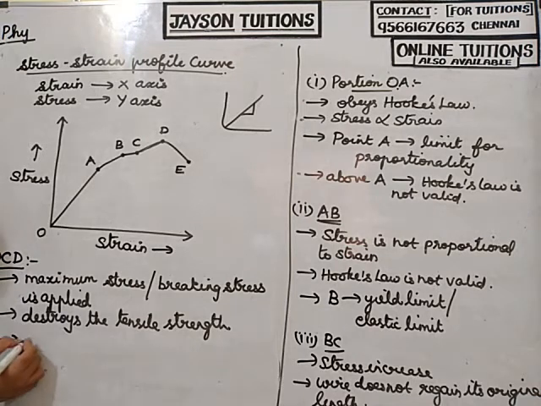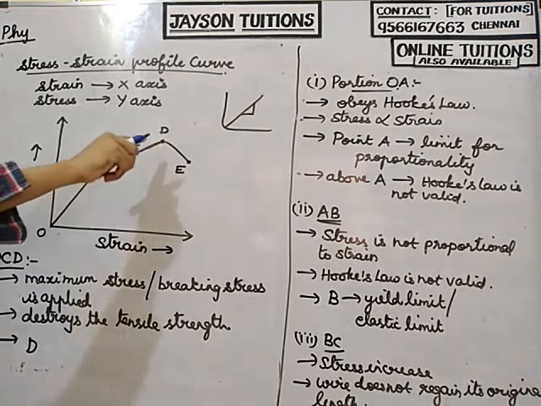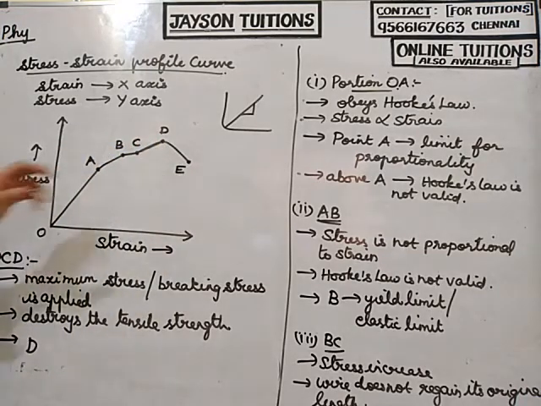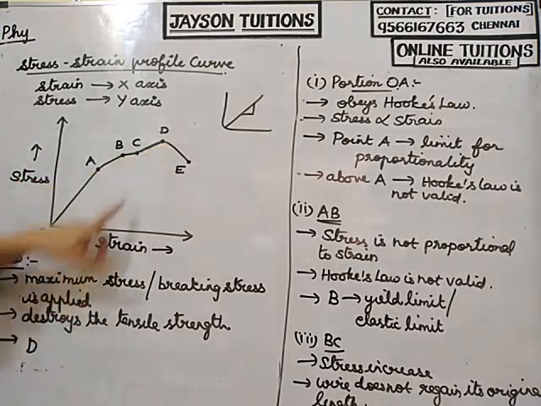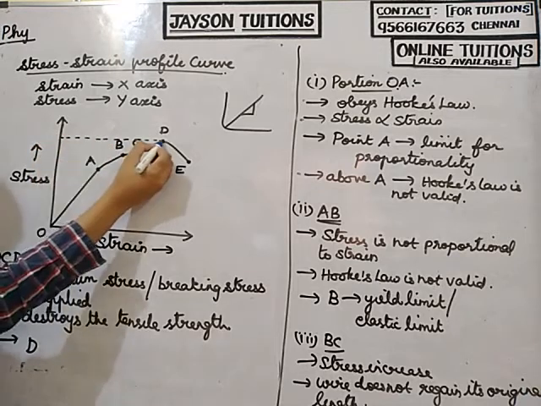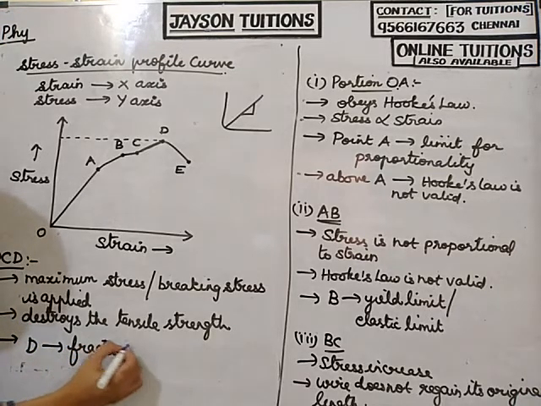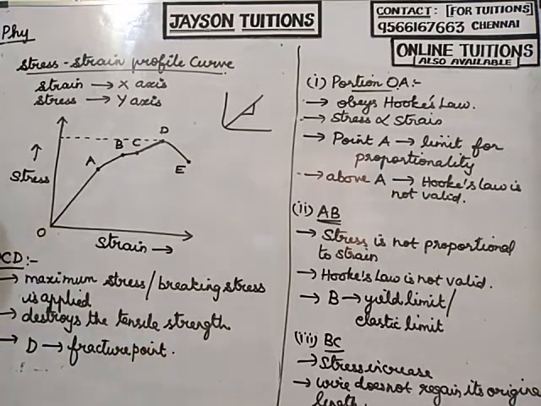At the point D, what will happen? The spring will start to break. At the point D, the maximum stress is there. So at this point the spring will start to break. This point D is called the fracture point. Then DE is the portion.